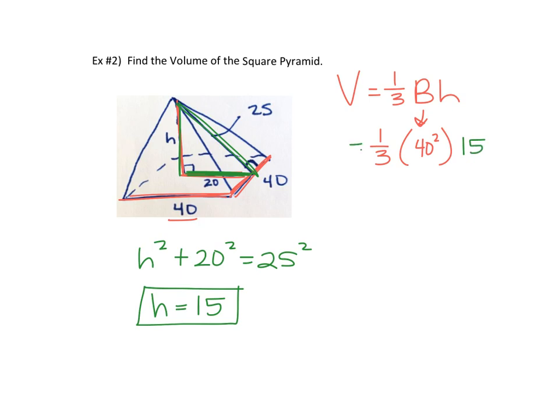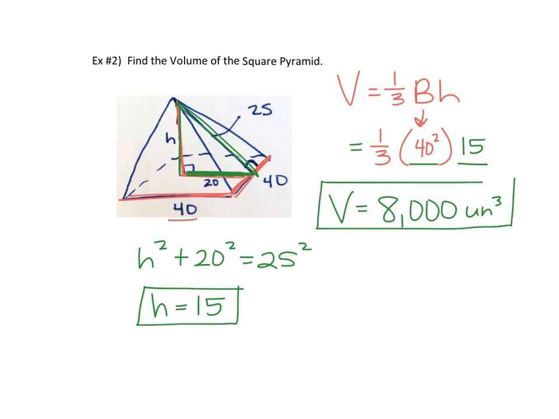And again, now you can just plug it into your calculator. 1 divided by 3 times 40 squared times 15. And you should be getting 8,000. I didn't give you units. We'll just do it the way I do it when we don't give you units. If you're not given units, you can just write it as units cubed. Okay, so that will be your volume. Pythagorean theorem to find your missing height, and then 1/3 BH.